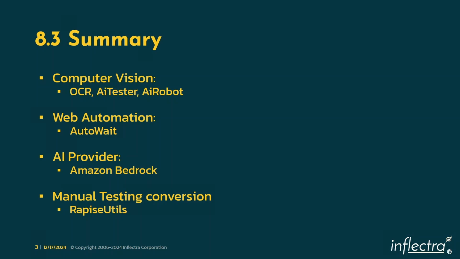Finally, manual testing conversion was pumped up through RapiseUtils. This module simplifies the transition from manual to automated testing, helping you accelerate your testing workflows. These enhancements ensure that Rapise 8.3 is smarter, more efficient, and ready to take your automation to the next level.